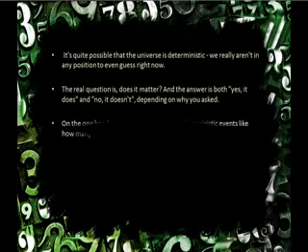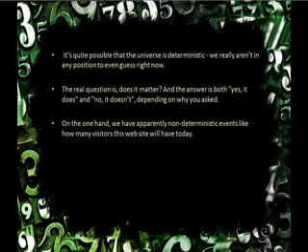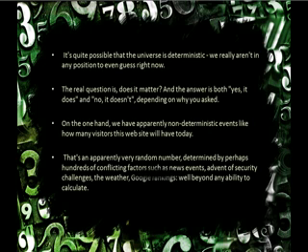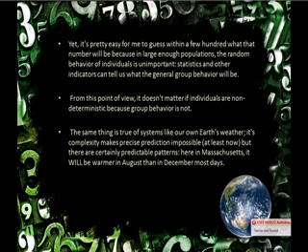On the other hand, we have apparently non-deterministic events like how many visitors this website will have today. That's an apparently very random number determined by perhaps hundreds of conflicting factors such as news events, advent of security challenges, the weather, Google ranking, well beyond any ability to calculate.